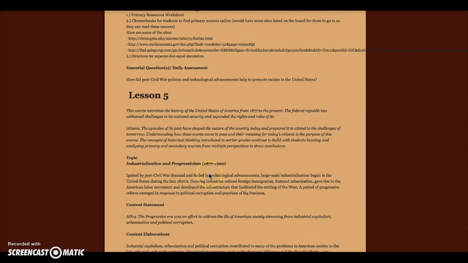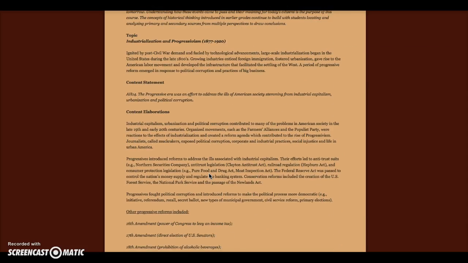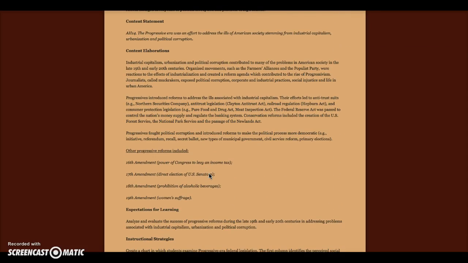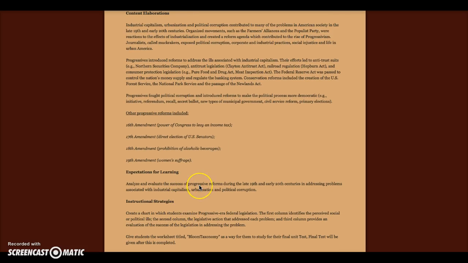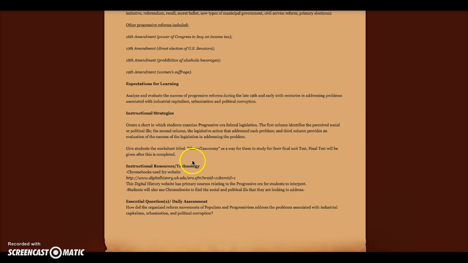And then lesson 5 deals with the reforms that happened. I want them to take a look at progressive reforms during the late 19th, 20th centuries that address some of these problems that we saw with industrial capitalism, urbanization, and political corruption. So they could create a chart, and then at the end, I'll show you all of these assignments here that they can take a look at.